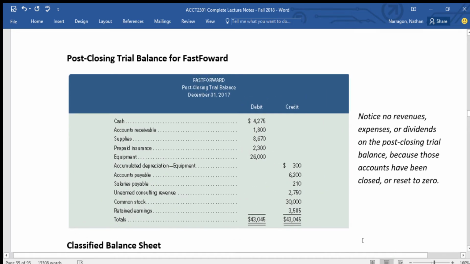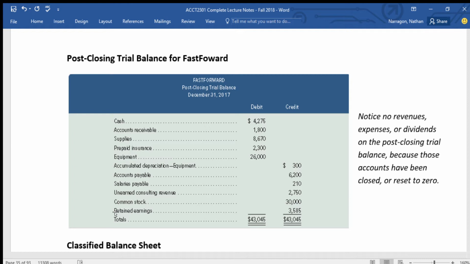Okay, the post-closing balance. If you notice, there are no more revenues, there's no more dividends. Again, everything after retained earnings is basically gone. So even if there's common stock and there was no retained earnings account in our adjusted trial balance, we add in retained earnings and the ending balance for what we come out with.